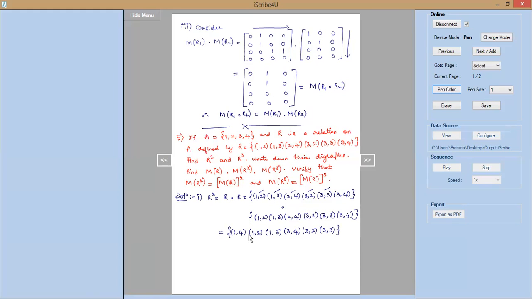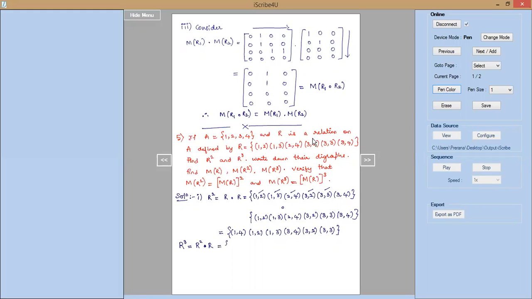R square is nothing but R composition R. Right. Now let us find R cube. The next thing that we have to find out is R cube. R cube is nothing but R square composition R. We can also take it as R composition R square. Both are correct and will give the same answer. So we have R square composition R to do.